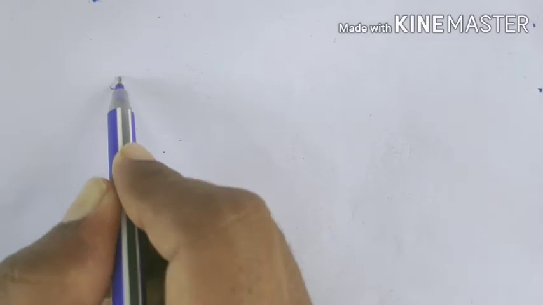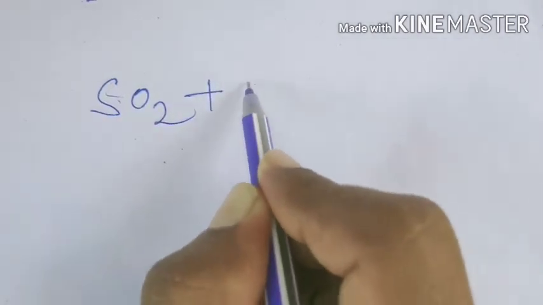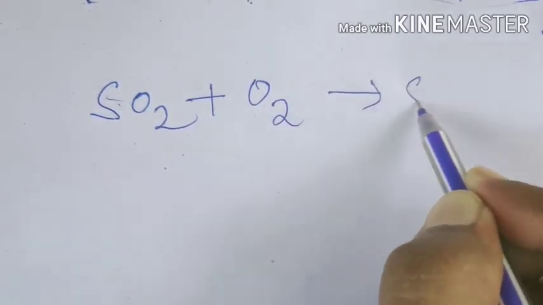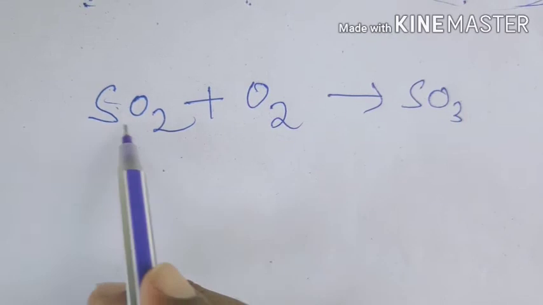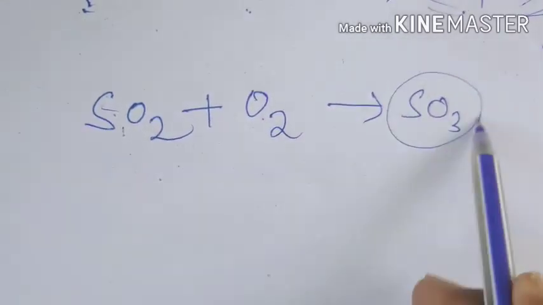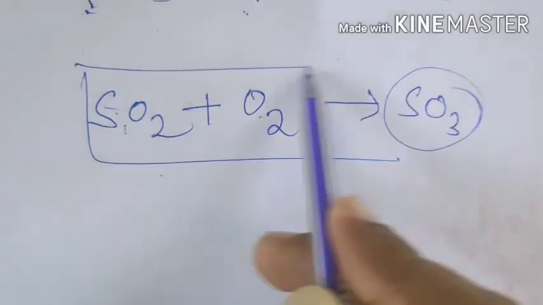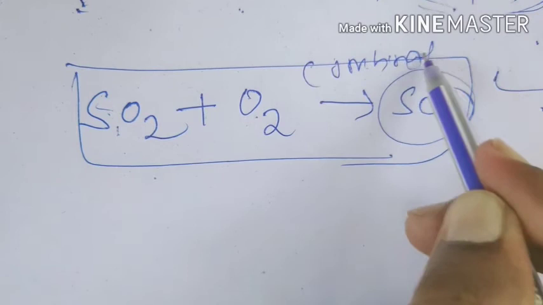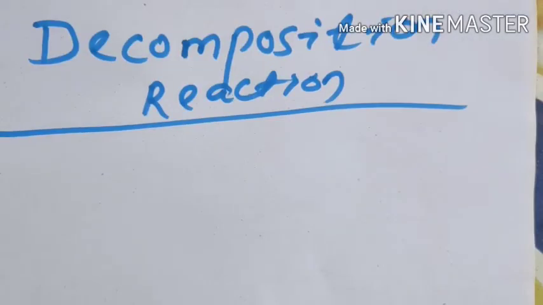Let's take another example. Sulfur dioxide, SO2, when it reacts with oxygen, O2, produces sulfur trioxide. In this process two reactants are involved to produce a single product. So it is also called a combination reaction.